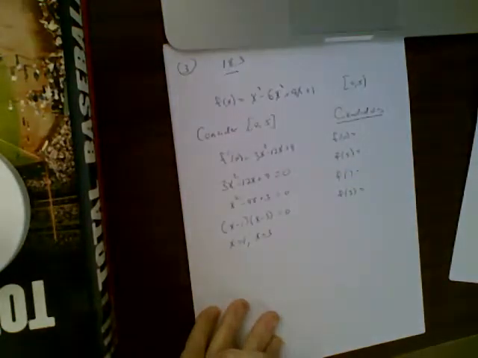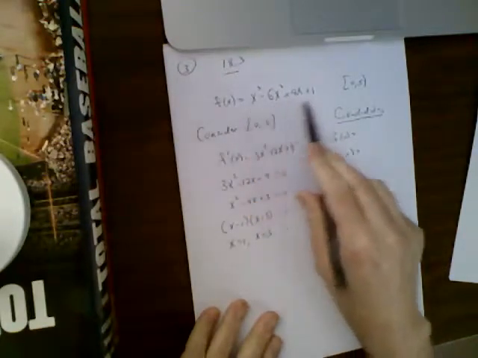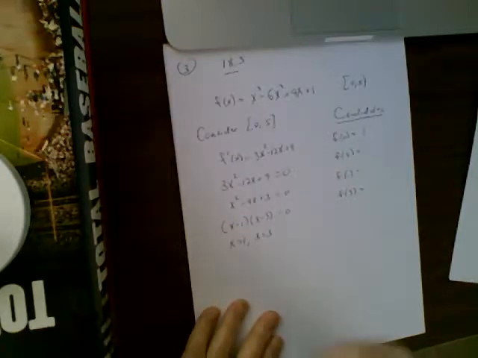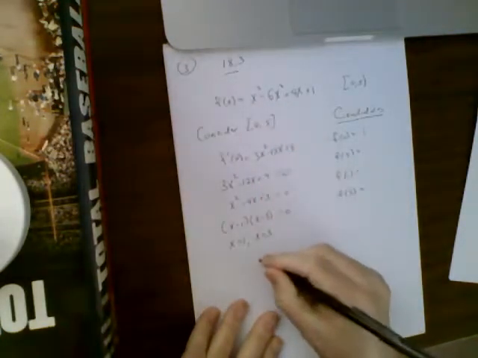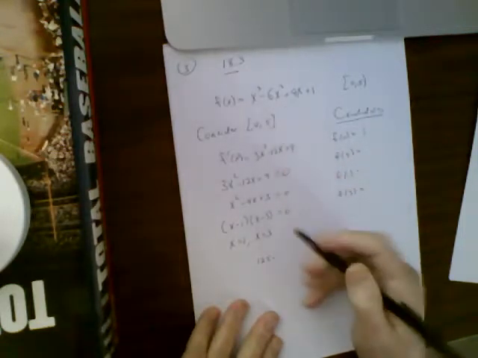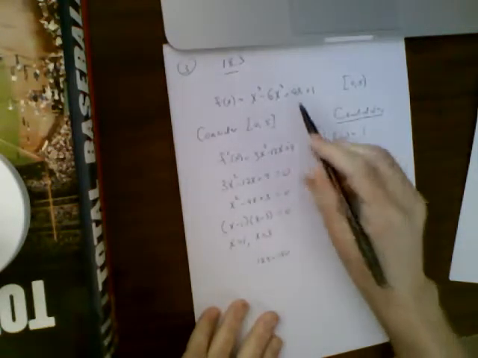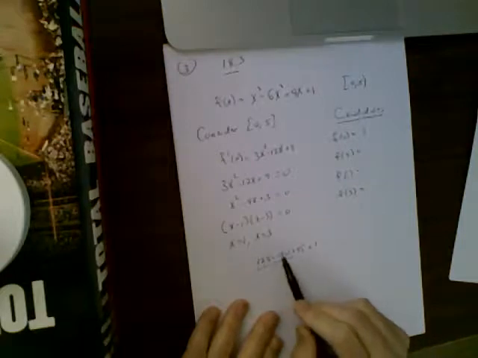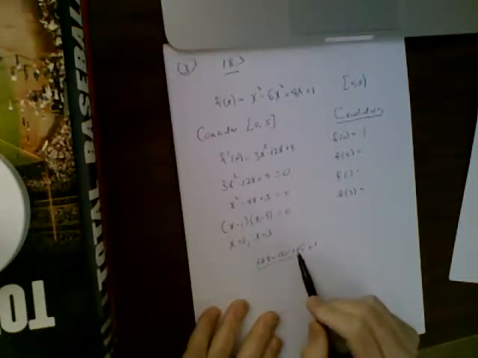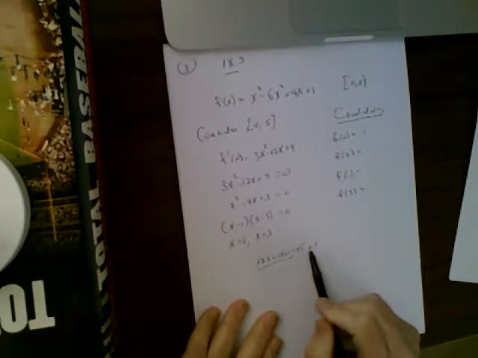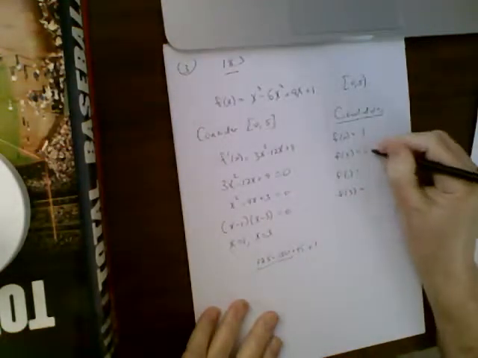So when we plug in, f of 0 is 1. F of 5, well, that's going to take a little bit of work. 5 cubed is 125, minus 6 times 25, that's minus 150, plus 9 times 5 is plus 45, plus 1. Let's see, this is negative 25. Add 45, you're plus 20. Add 1, you're plus 21.